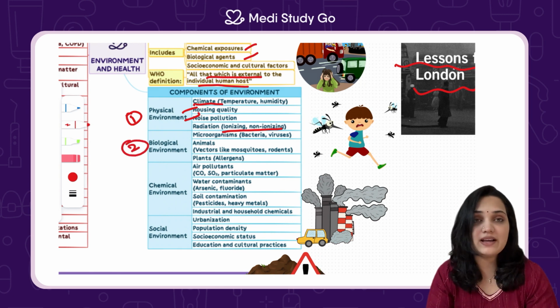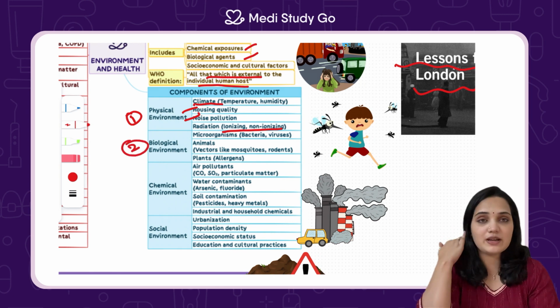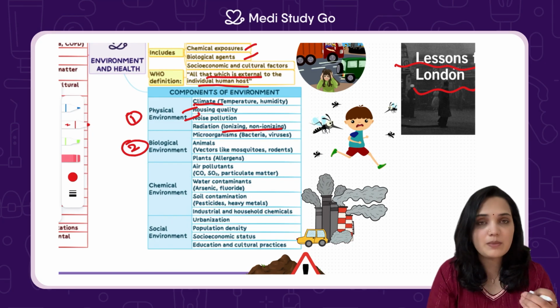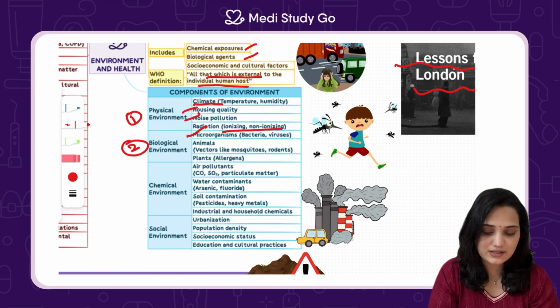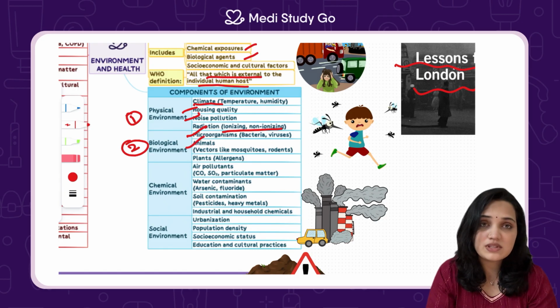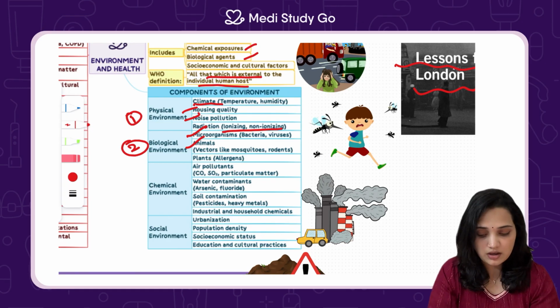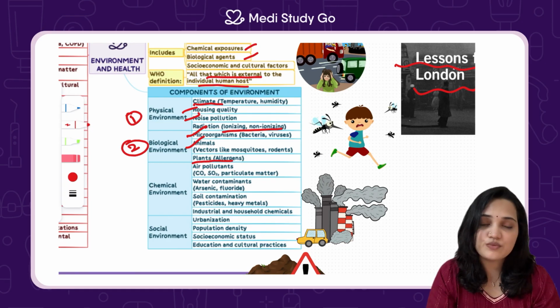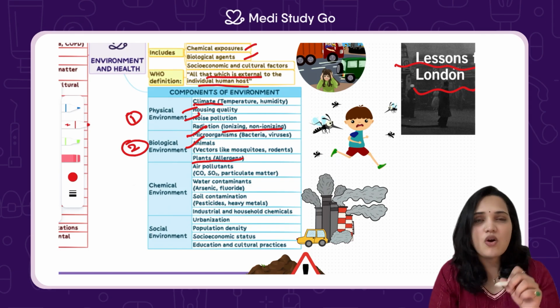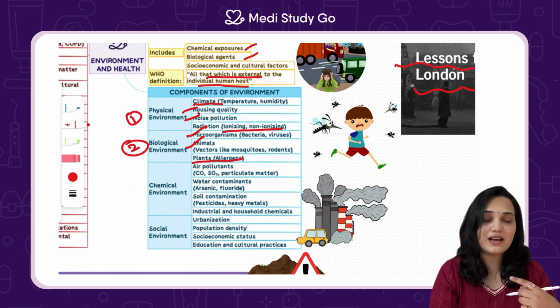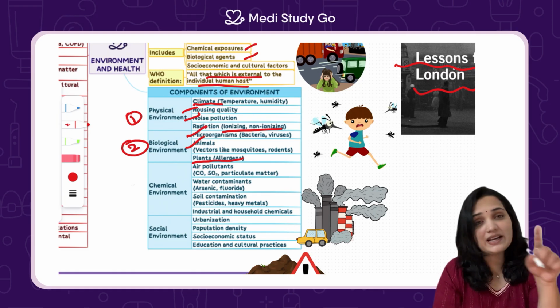Then we have our biological environment. This includes the living organisms around us. So for example, microorganisms like bacteria and viruses, animals like insects, vectors like mosquitoes, and rodents. Then we have plants, which may also produce some allergens. All these organisms can support life, or they can help in spreading disease.